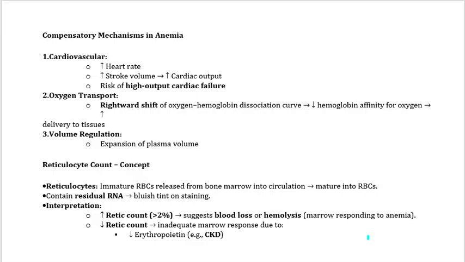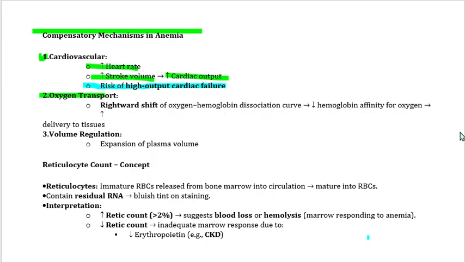Compensatory mechanism in anemia. One is cardiovascular. There is increased heart rate, increased stroke volume, which leads to increased cardiac output. But there is one complication related to this, that it can cause high output cardiac failure. Number two, oxygen transport, rightward shift of oxygen hemoglobin dissociation curve.